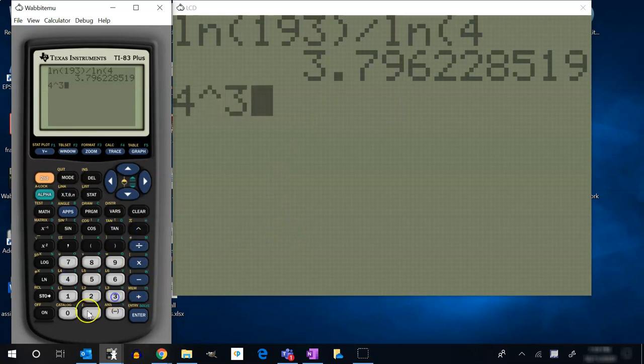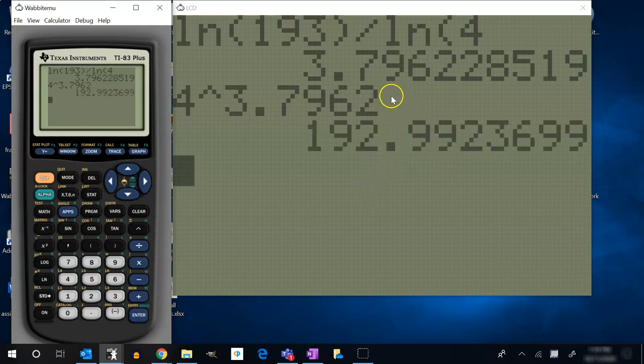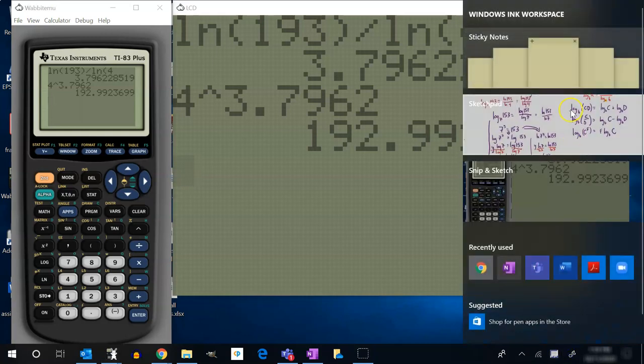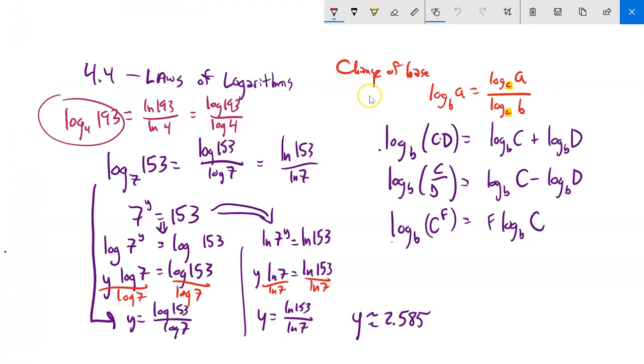So what this is telling me is if I go 4 to that power, and I'm not going to copy it, I'm just going to truncate it, 3.7962 should be about 193. I'll be a little bit off because I didn't use the exact number, but it's pretty darn close. Great. So that's the change of base formula. Easy to use and a very, very important tool for us so that we can evaluate these.